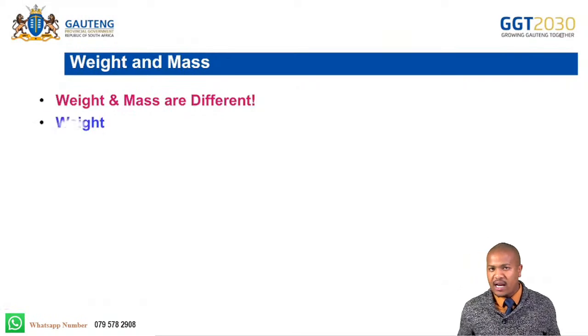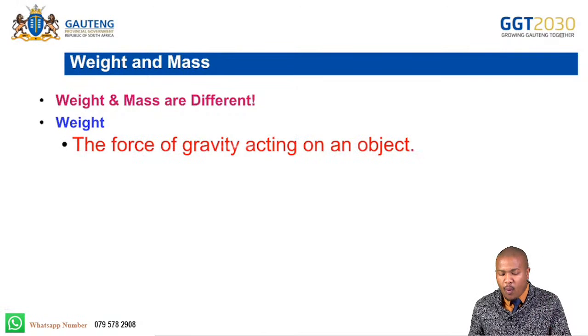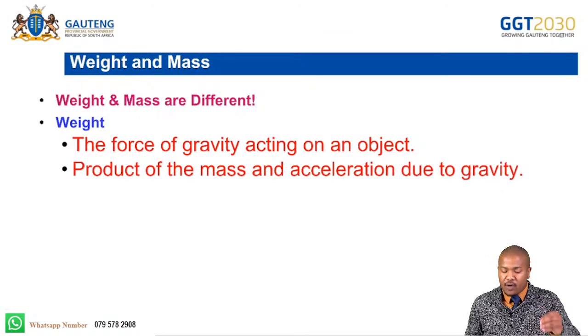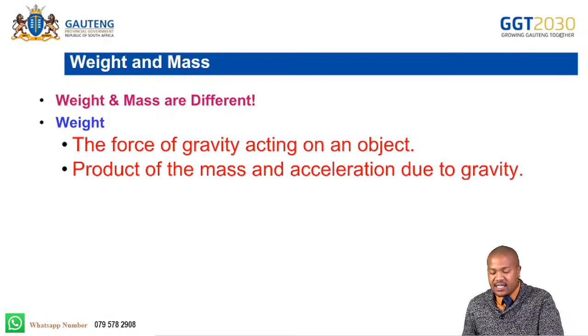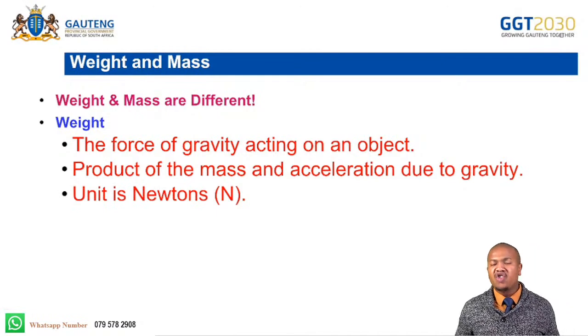So we notice that mass and weight are different. They are different from one another, right? We're talking of different things. So as I've said, weight has to do with what? The force of gravity acting on an object in relation to its mass again, right? So it is the product of the mass and the acceleration due to gravity. Are we together? So now weight is measured in newtons.